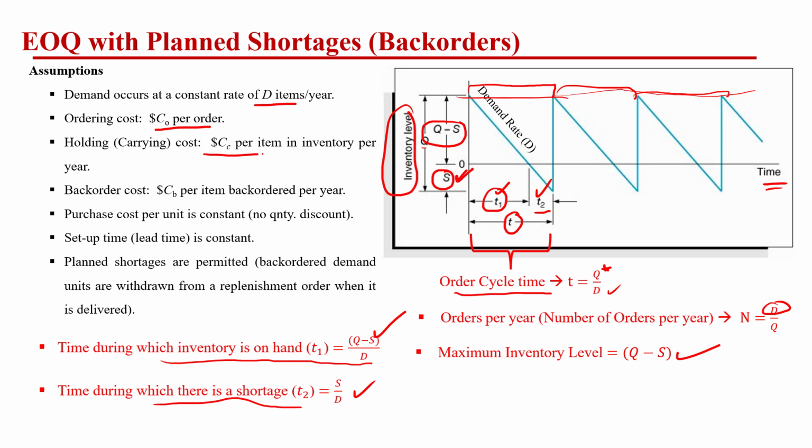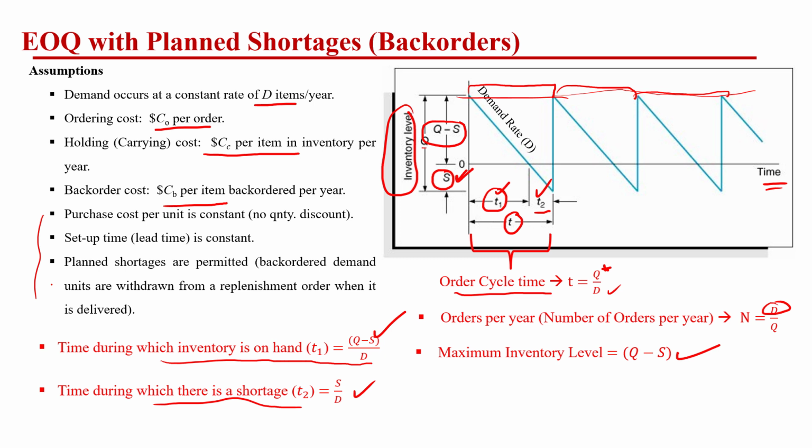The similar CC is representing the inventory holding cost, or you can say the carrying cost, and CB is representing basically the back order cost, or you can say the shortages cost. The rest of the assumptions are the same, as I have discussed earlier in a basic EOQ model: no quantity discount is allowed, and lead time or the setup time is basically constant. Planned shortages are allowed in this model, which we are considering.